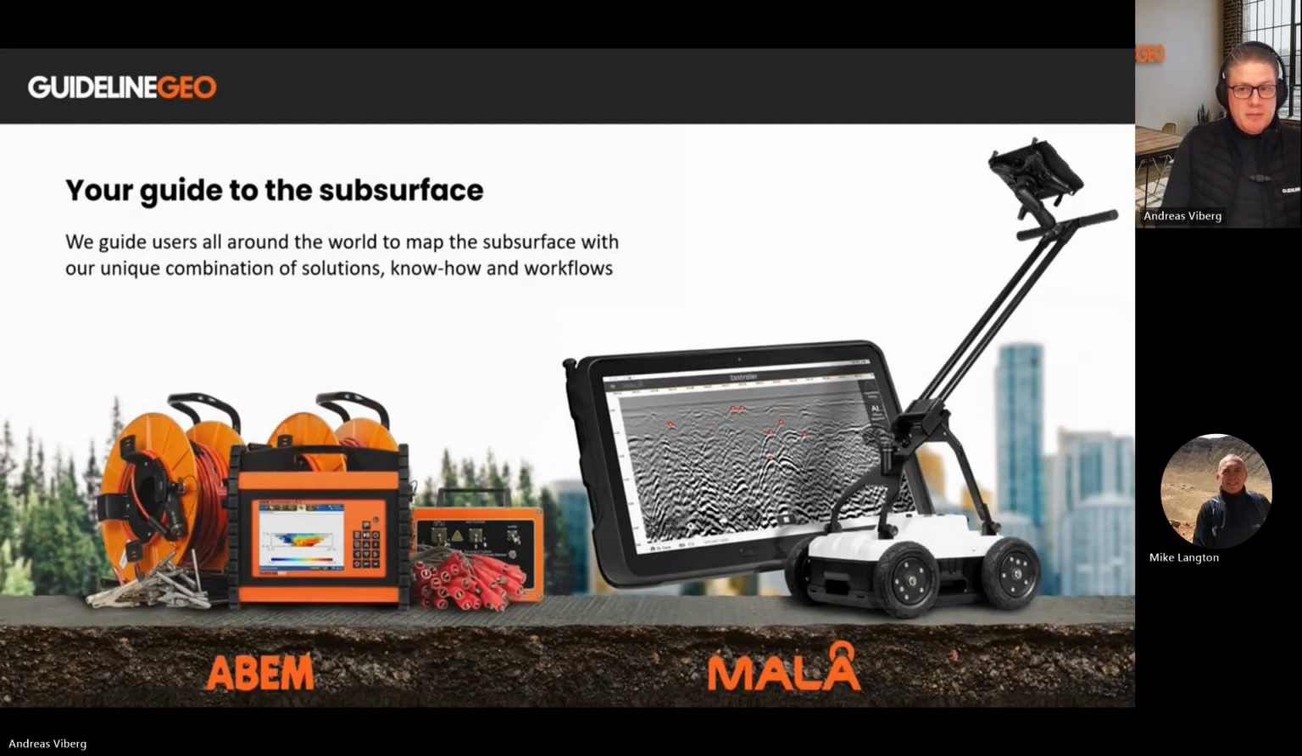So Guideline Geo consists of 2 different brands. It's ABEM, which is resistivity, seismics, and TEM instruments. And we then have the MALÅ side, which we're going to focus on today, which is the ground penetrating radar side of the company.